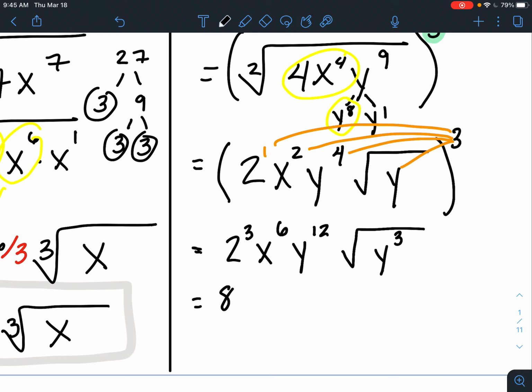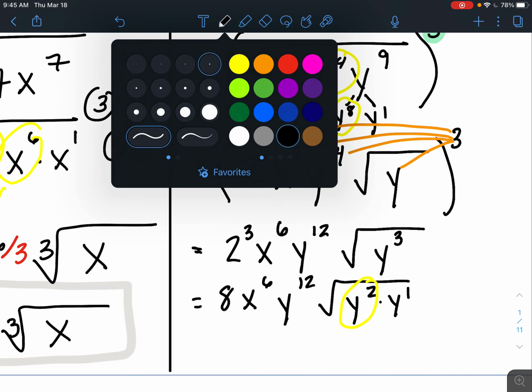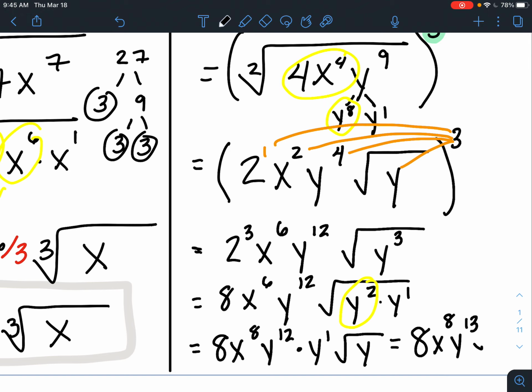So 2 cubed is 8. I got x to the 6th, y to the 12th. Now since I have a y cubed on the inside, I can do y squared and y to the 1st, which means I can bring out another y. So we're going to get the original 8x to the 6th, y to the 12th, but I'm going to bring out that additional y. I have a square root of y left over, so overall I'm going to get 8x to the 6th, y to the 13th, times the square root of y.